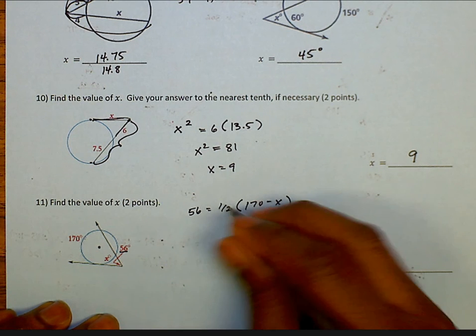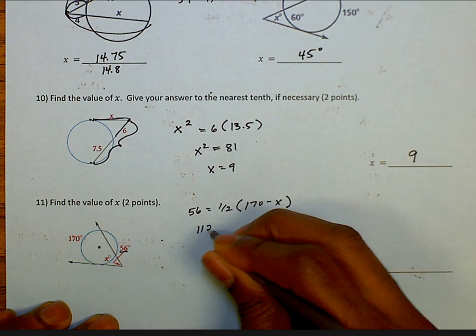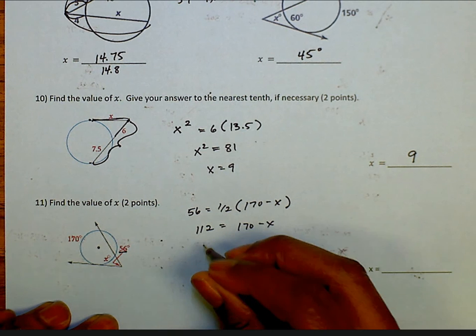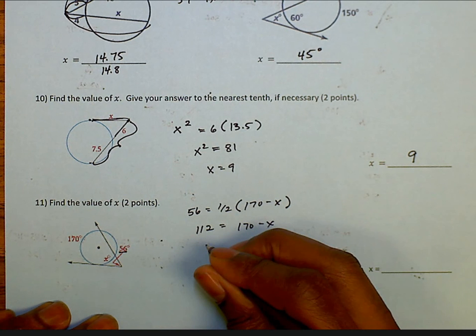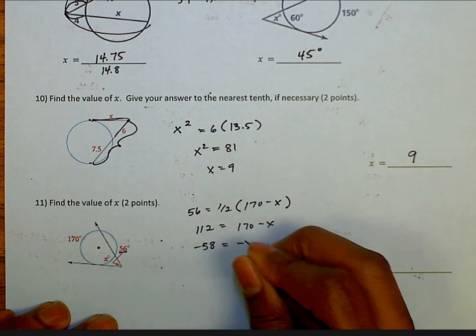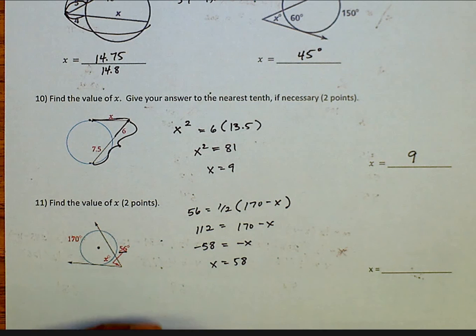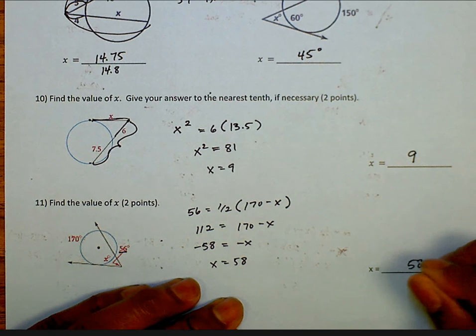I multiply both sides by 2, get 112 equals 170 minus x. Subtract 170 from both sides. We should get negative 58 equals negative x, and so x is positive 58. Okay, and so there's our answers.